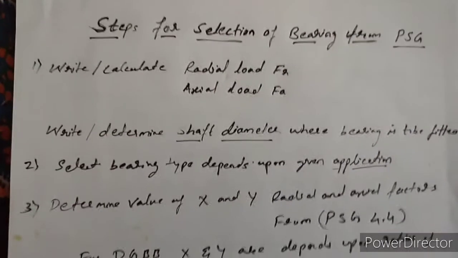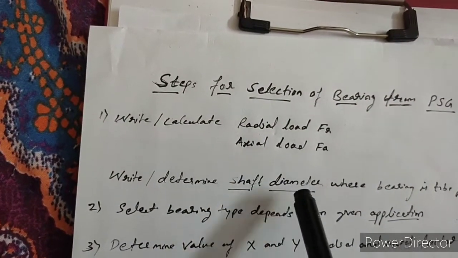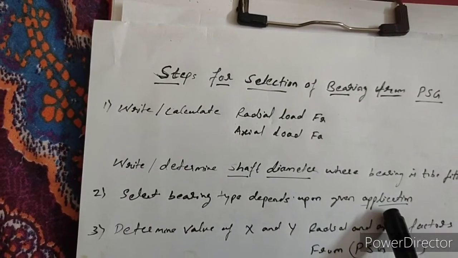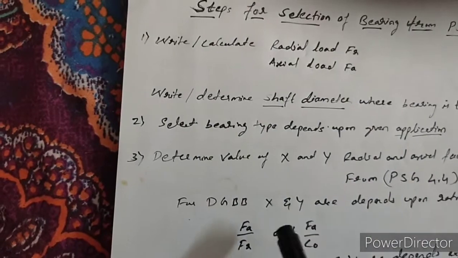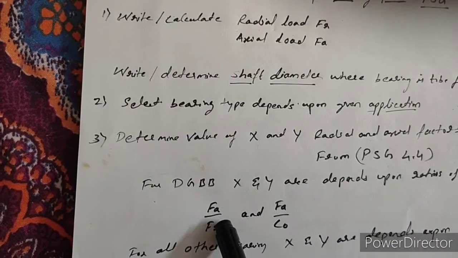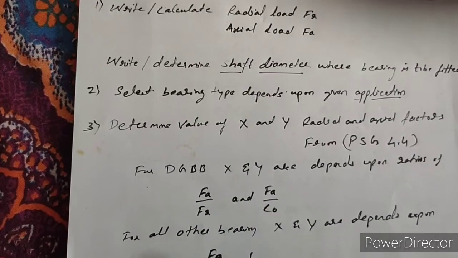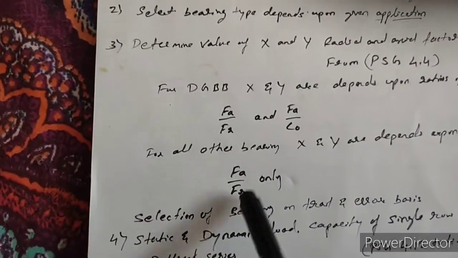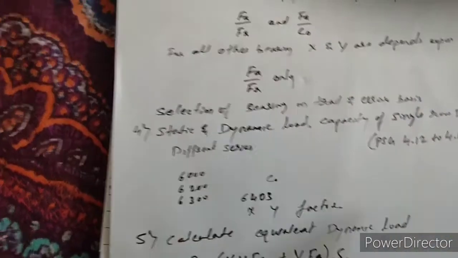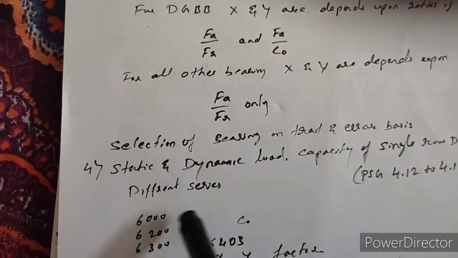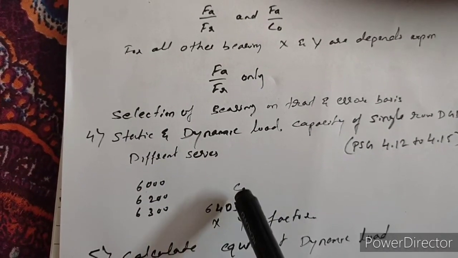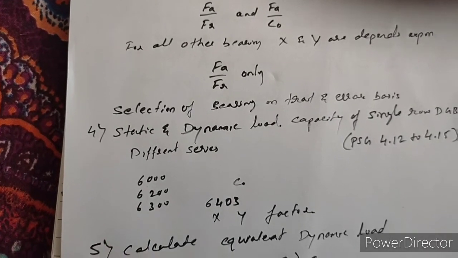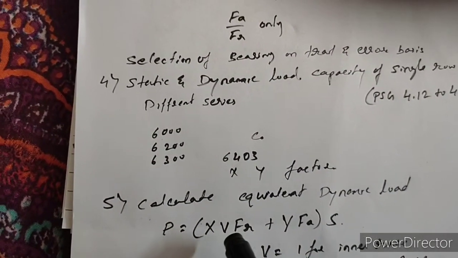First, we have to write the radial and axial load, then the shaft diameter. Then we have to select the bearing, whether DGBB, roller or angular contact. Next we gather the X and Y values, the radial factor and axial factor, depending on the ratio of Fa by Fr. Then the selection of bearing is on trial and error basis, where we select the series using dynamic capacity and X, Y factors.